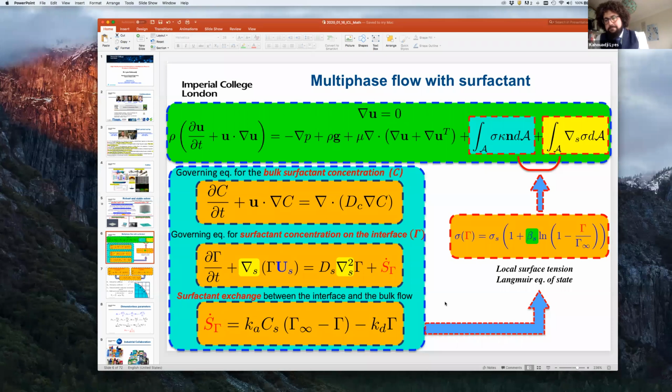Okay. Shusong had a question, and I share part of it too, actually. I'll read it out. It says, are the interfaces sharp?